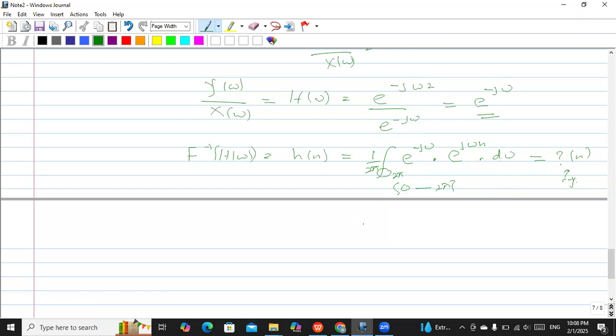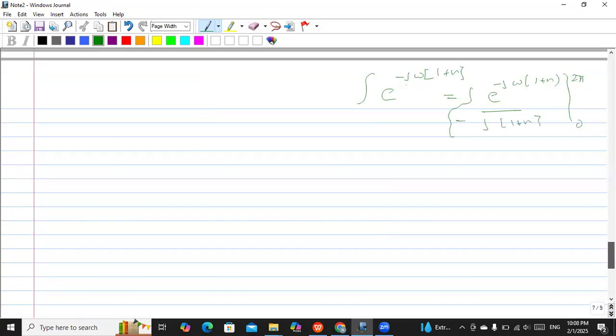So here we have e to the power minus j omega 1 plus n. So minus j 1 plus n is a constant here, and if you integrate this, you will have e to the power minus j omega 1 plus n divided by minus j 1 plus n. Then you need to apply 0 to 2π limits.